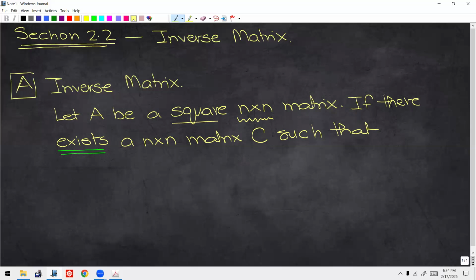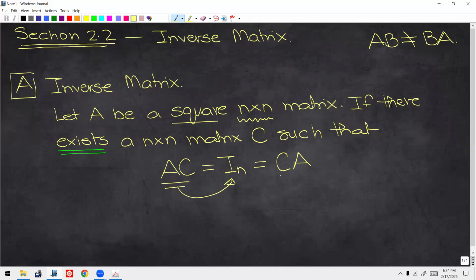So if there exists an n by n matrix C such that A times C, if you multiply A and C, we learned how to multiply matrices in the last section, you end up with an identity, okay? This is an identity that's n by n, that's what that means. And if you also reverse the order of multiplication, you take C times A, you still get the identity. Now, in the last section, we learned that if you multiply A times B, that's not necessarily equal to B times A, okay? But in this situation, A times C is the identity matrix, and so is C times A.